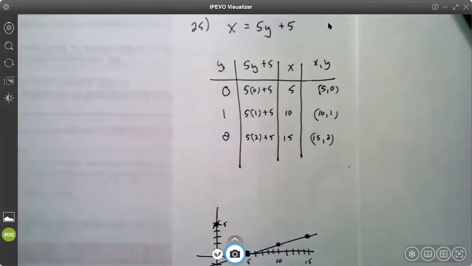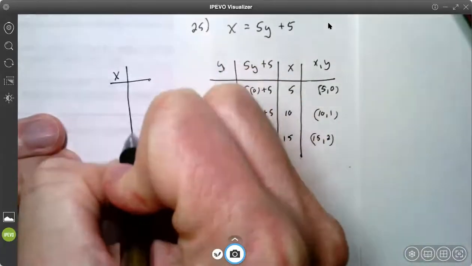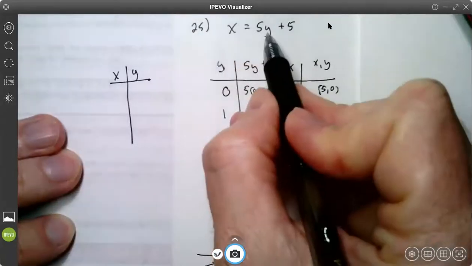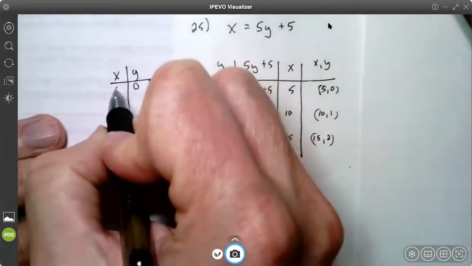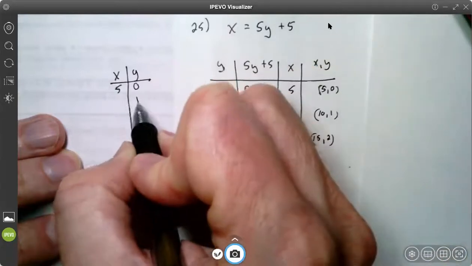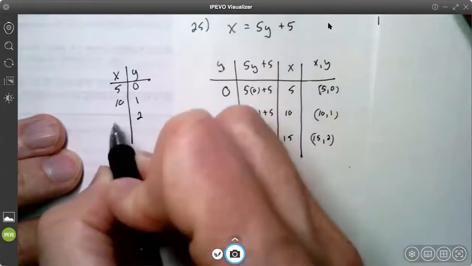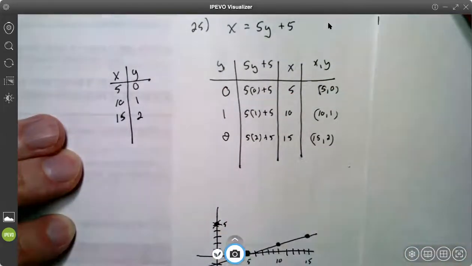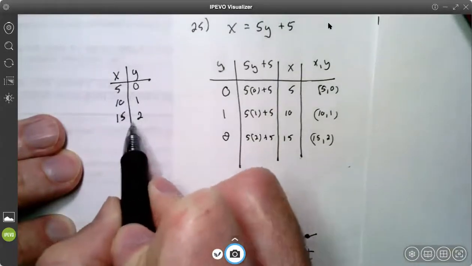Here's one more example real quick. Here's my elaborate table, but I could have just come over here and did one like this. I could have just said, okay, if I plug 0 in for y, I get 5 times 0, 0 plus 5 is 5. I get 5 for x. If I plug 1 in for y, I get 5 plus 5 is 10. And if I plug 2 in for y, I get 15. And that's what I did here. I just showed more work. But here are my coordinates, 5, 0, 10, 1, 15, 2.